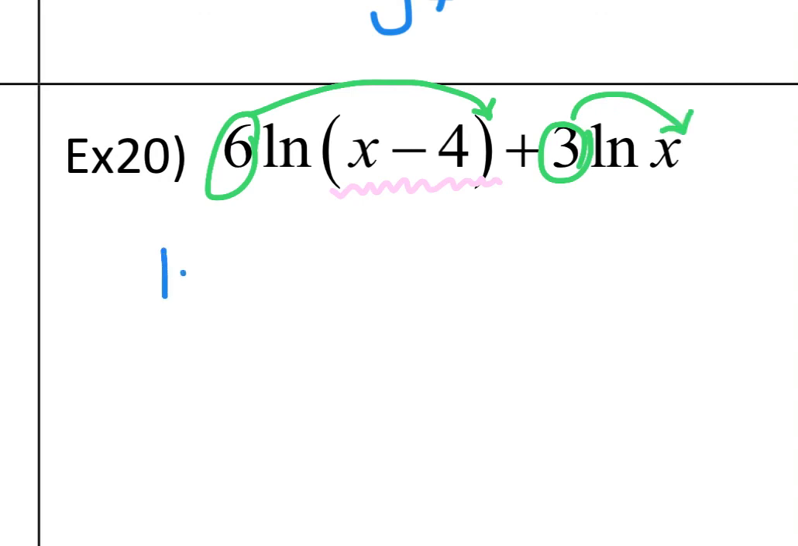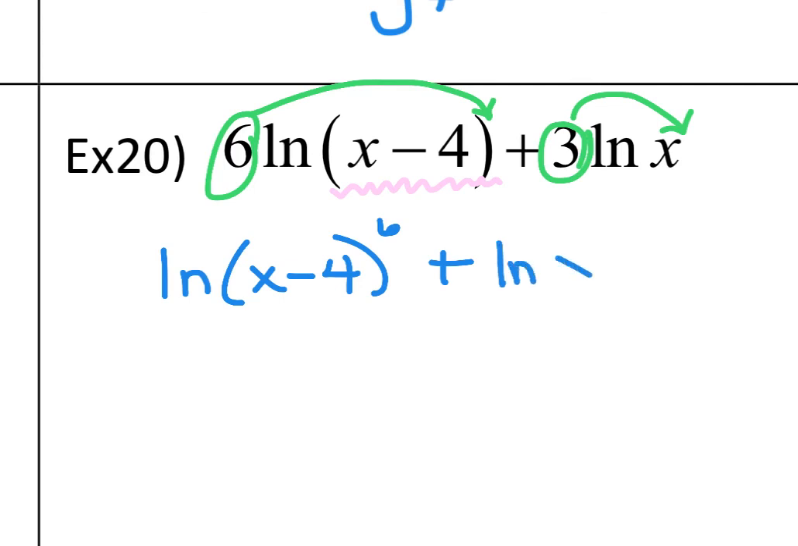So I'll now write ln of x minus 4 to the 6th power. Just leave it like that. Don't try to distribute the 6. Don't do anything else with it. Don't pull apart the x minus 4. It's got to be exactly just x minus 4 to the 6th. Plus ln x to the 3rd.